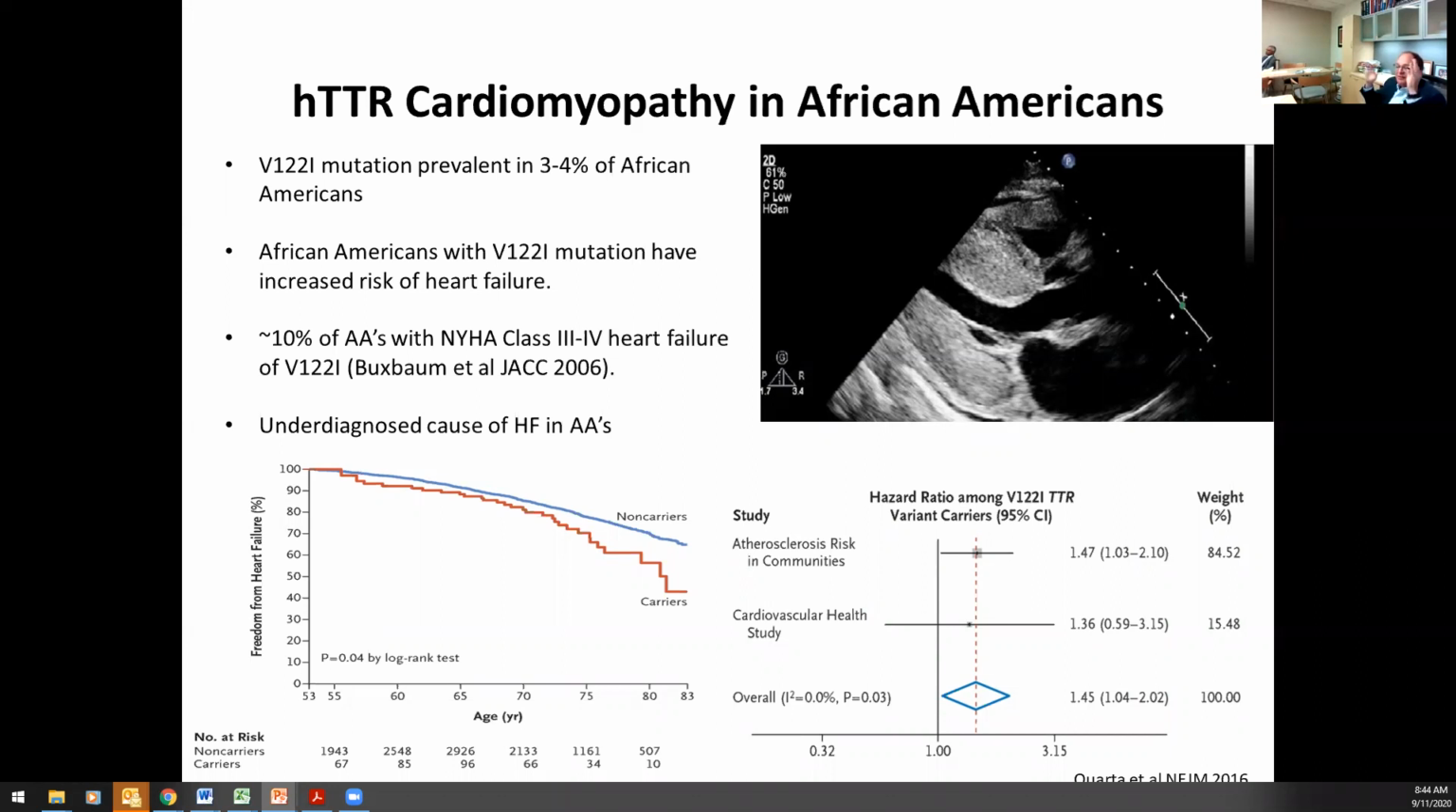10% go on to develop, 10% of individuals with class 3 to 4 heart failure have this. That's from a JACC paper. And it's clearly an underdiagnosed cause of heart failure in African Americans. And this is from a New England Journal paper, suggesting how important this is in several important cohorts.